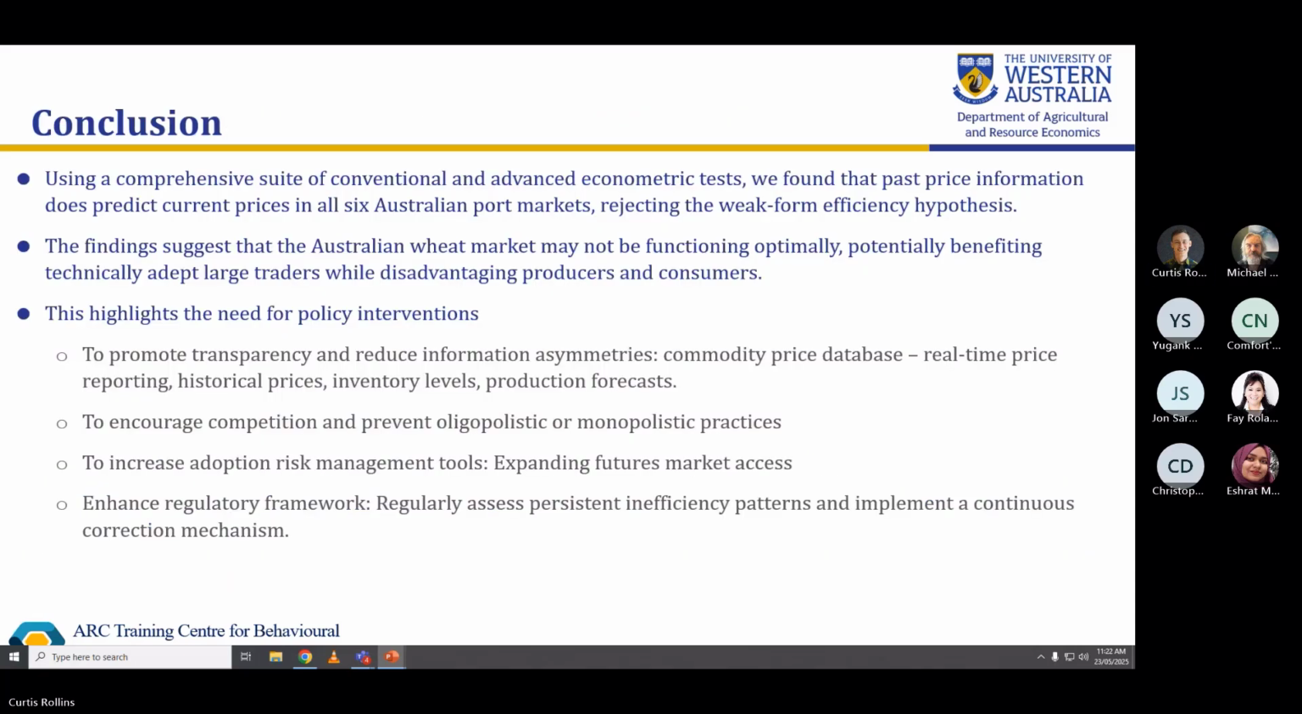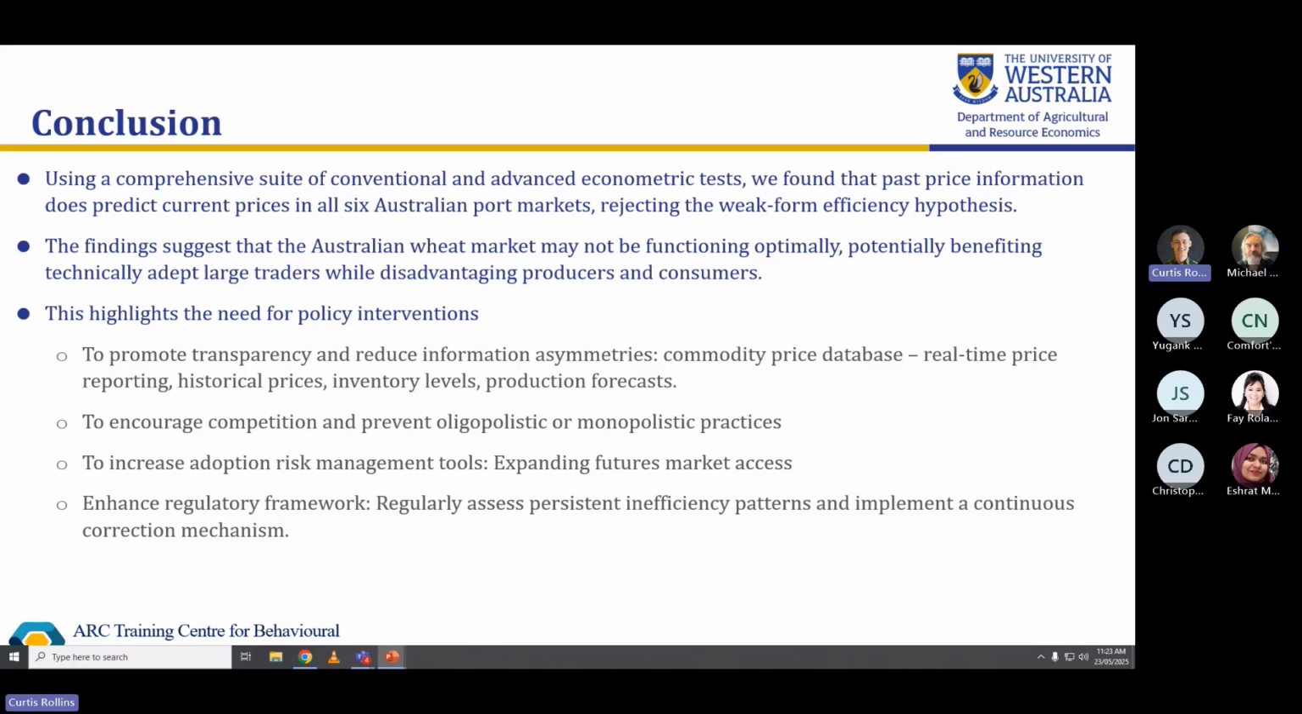That suggests that the Australian wheat market may not be functioning optimally, potentially benefiting some technically adept large traders while disadvantaging other producers or consumers. We don't know yet whether this asymmetry is positive or negative. So what this highlights is the need for policy interventions, such as promoting transparency and reducing information asymmetries.